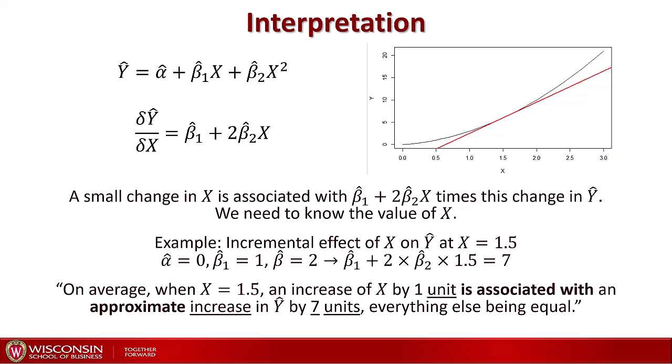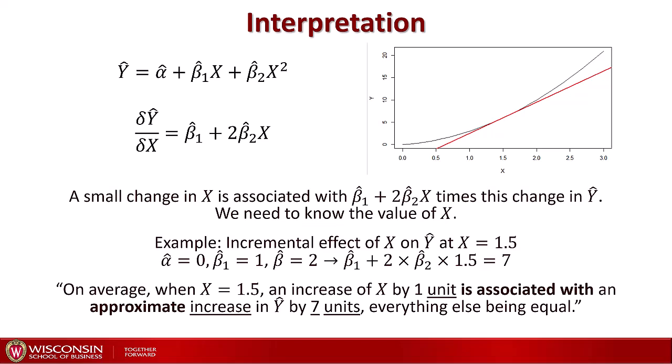There is no x here. And then we have beta 1 hat times x. The derivative is just beta 1 hat. And then we have beta 2 hat times x squared. The derivative is beta 2 hat times 2x. The derivative of x squared is 2x, so we just put 2x here. The interpretation is then a small change in x is associated with beta 1 hat plus 2 beta 2 hat times x times this change in y hat. You see that the incremental change to be calculated requires us to know the value of x. We have to set x to get this change.